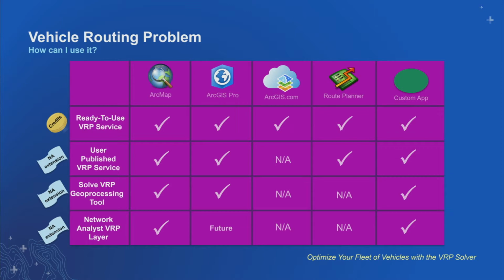So we've got a lot of different ways to use the VRP solver across our platform. The top one, the ready-to-use VRP service, is a pretty cool option because it requires just having an ArcGIS Online account with some credits, and then you can use it throughout the platform. The bottom 3 all require having the Network Analyst extension and a local network data set. We'll do our first 2 demos today using ArcMap with the Network Analyst VRP layer.